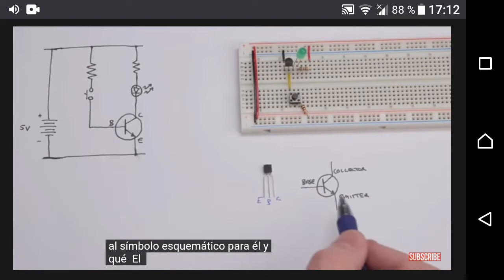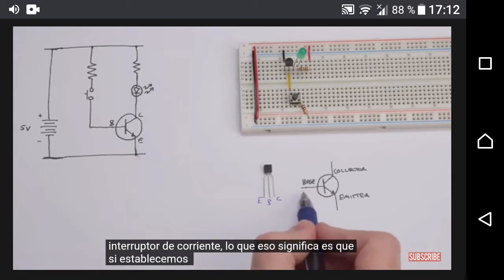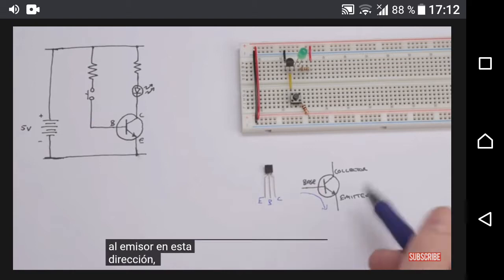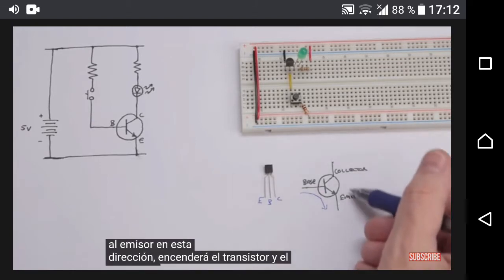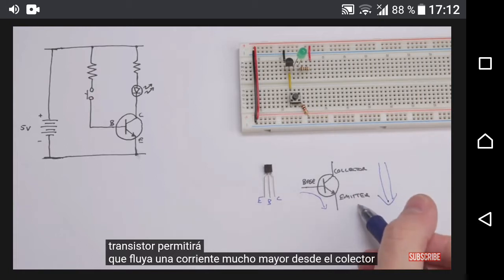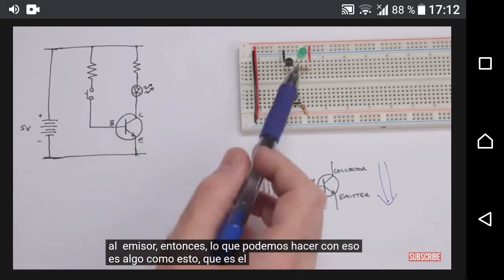What a transistor is, is basically a current switch. What that means is that if we establish a current from the base to the emitter in this direction, that'll switch the transistor on, and the transistor will allow a much larger current to flow from the collector to the emitter. So what we can do with that is something like this, which is this circuit that we've got set up over here.